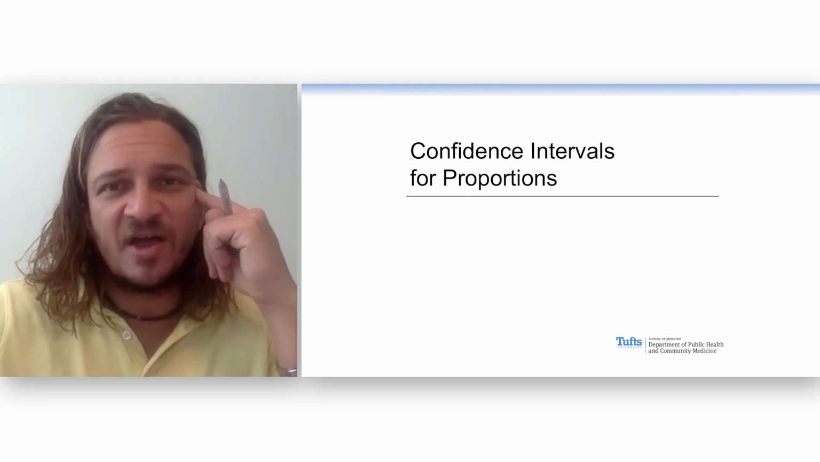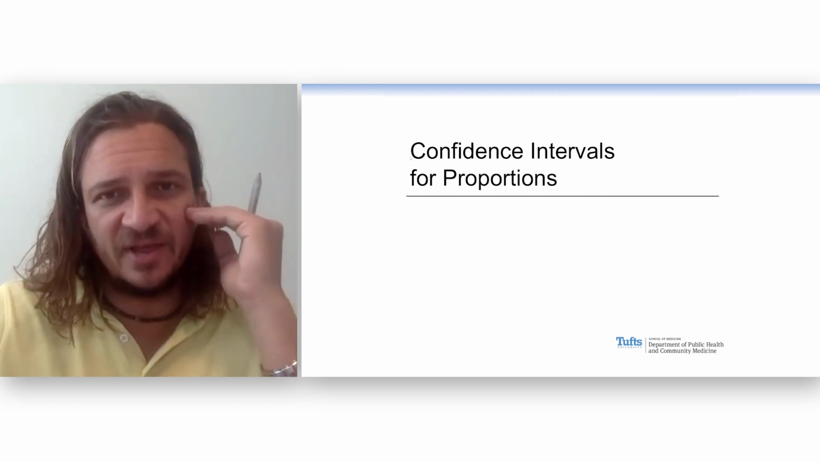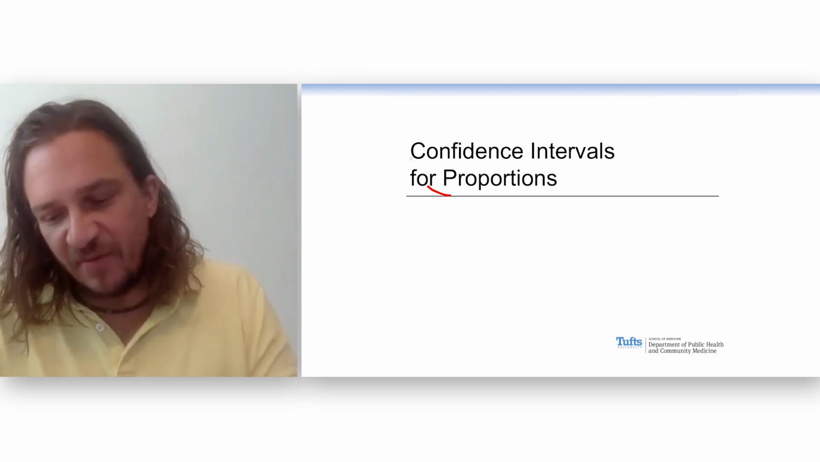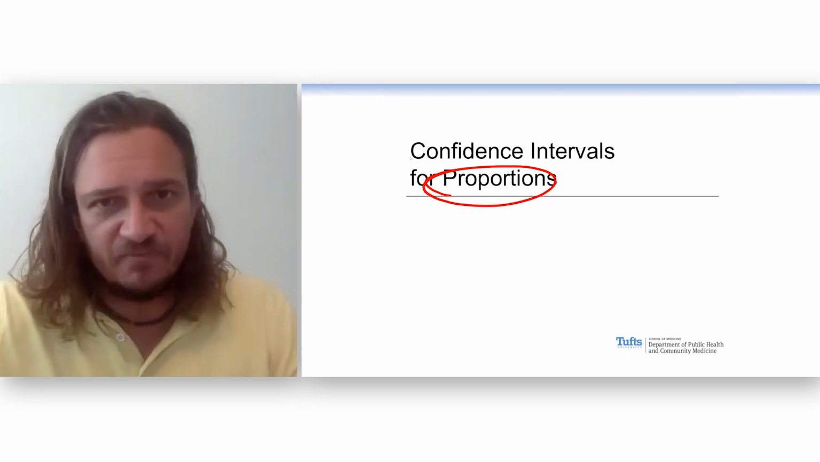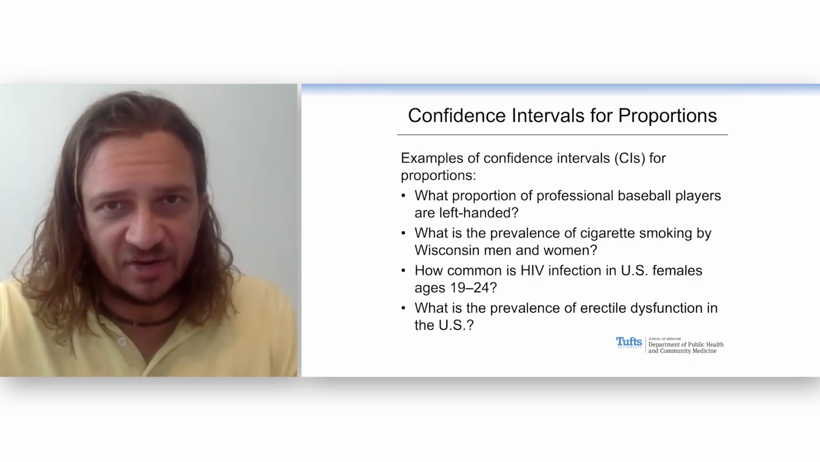We're going to extend the concept of confidence intervals to other statistics. We've done confidence intervals around means by thinking about the standard error of the mean and the spread of the sample means. And in this video, we're going to talk about confidence intervals for proportions. Proportions are simply a binary variable. What percent of people have a characteristic or don't?